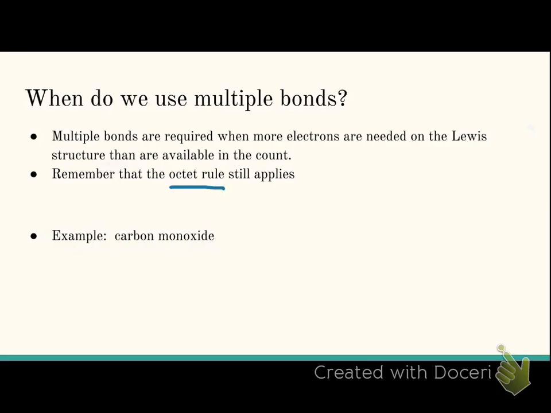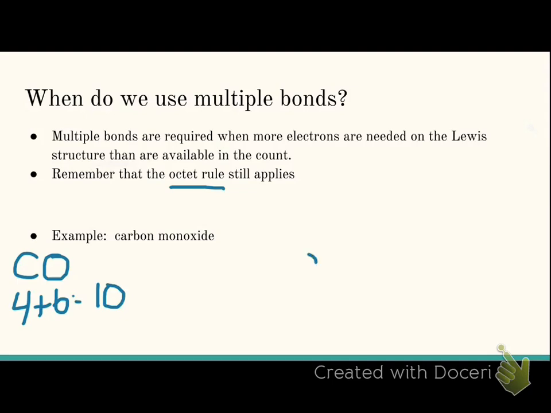So an example that we can do here is carbon monoxide. So same thing that you're going to follow that you did before. The first thing you want to do is write out what is my formula. So carbon monoxide is CO. The next thing that we want to do is add up our valence electrons. Carbon has 4, oxygen has 6, so I'm going to have a total of 10 valence electrons here.